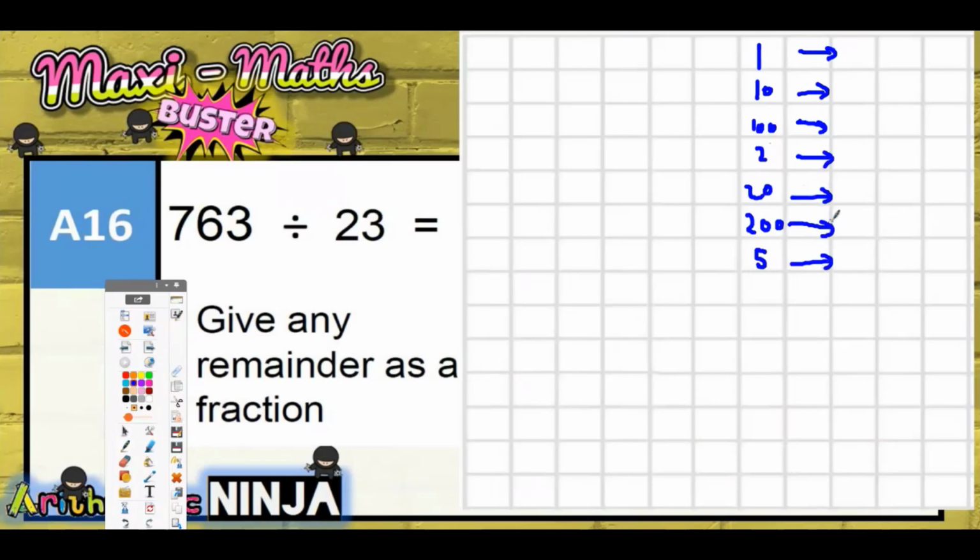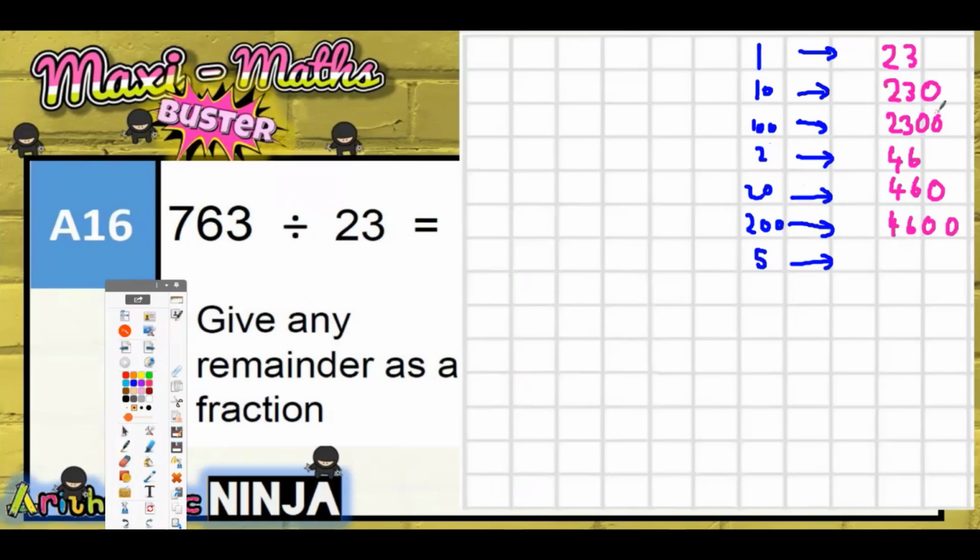So 1 lot of 23 is 23, obviously. 10 lots would be 23 with a 0 on the end, so 230. 100 lots would be 23 with 2 zeros on the end, so 2,300. 2 lots, well, double 23 is 46. 20 lots is the same as 2 lots, 46, but 10 times bigger, so with a 0 on the end, 460. 200 lots is the same as 46, but 100 times bigger, so 4,600.